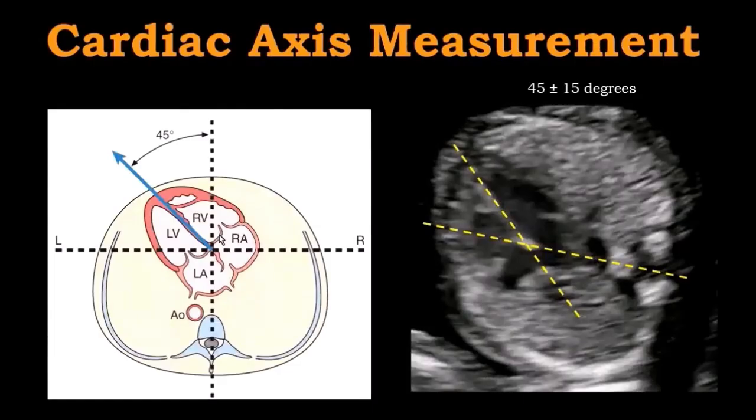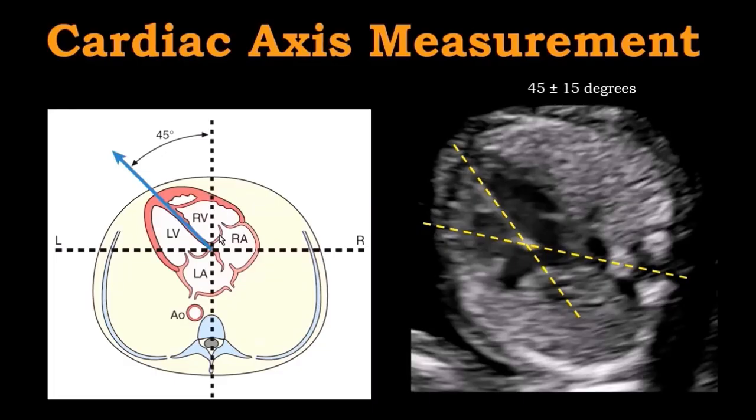So the next parameter that is important to pay attention to is the position of the cardiac axis. And the cardiac axis is the angle that the interventricular septum makes to the midline. Again, we are going to utilize that virtual line of the midline and the chest on the cross-section view.